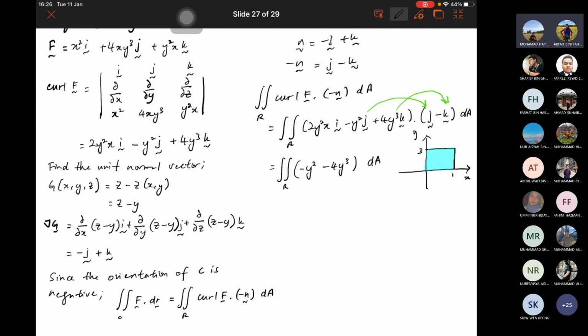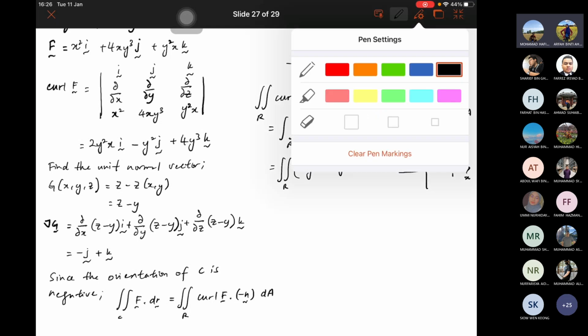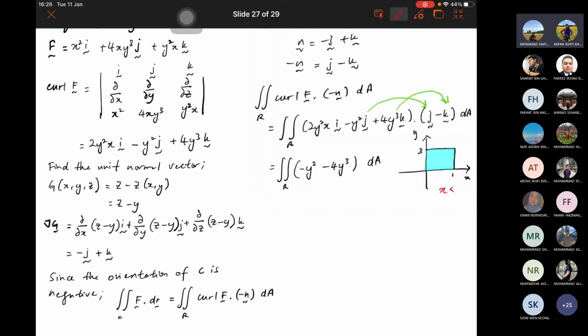x 0 sampai 1. Betul. Y, y dia 0 sampai 3. Sorry. Okay, betul. 0 sampai 3. Sebab dia adalah satu segi empat yang very simple. So we will just follow the region. So awak buat integration 0 sampai 1 and 0 sampai 3, negative y squared minus 4y cubed dy dx. Okey, cuba settlekan dapat berapa jawapan dia.